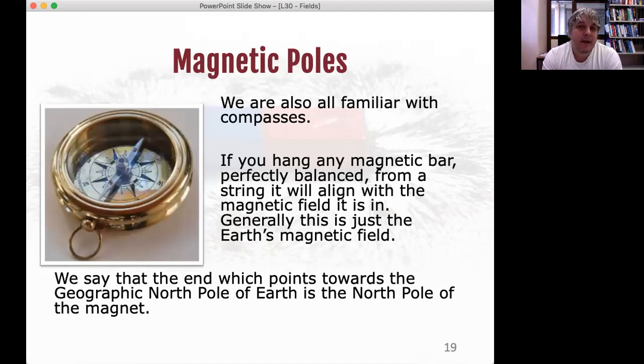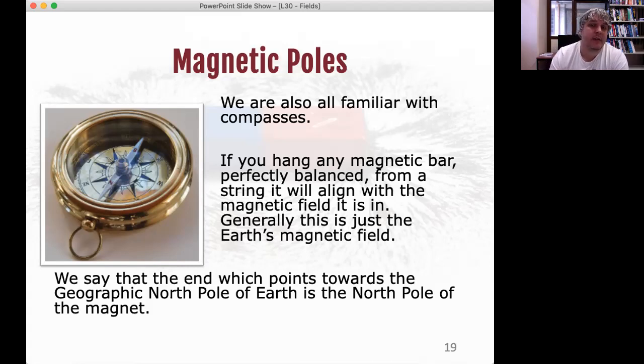In the case of magnets, though, we have magnetic poles rather than charges. So we're all familiar with compasses as well. If you hang a magnetic bar, any little magnetic bar, if you perfectly balance it and hang it right from the center, or put it on a pin so that it can rotate like in a compass, then that little magnet will align itself with the magnetic field that it is in. We haven't defined magnetic fields yet, but it will align itself with that field.